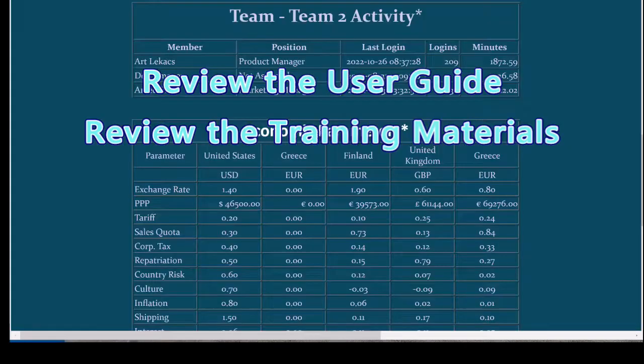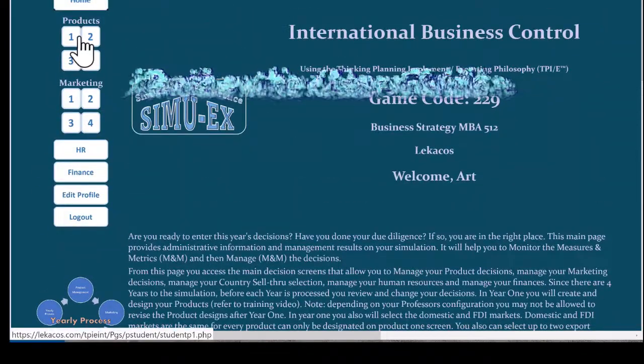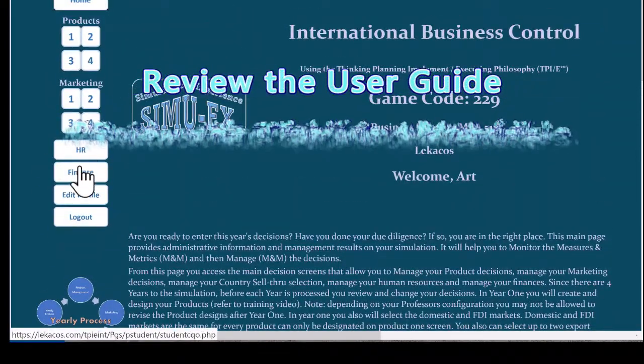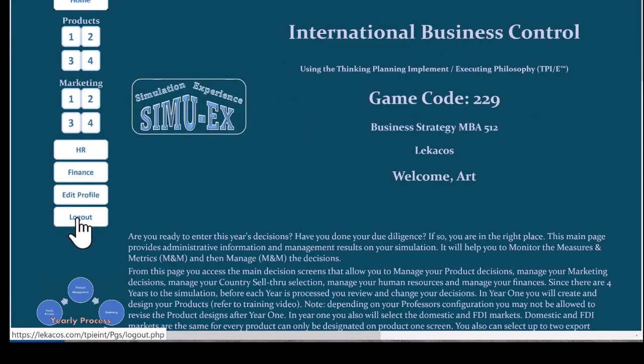So the idea behind it is, look at the various functional areas of your corporation: products, marketing, HR, and finance, and these represent the decisions that are made on an annual basis.